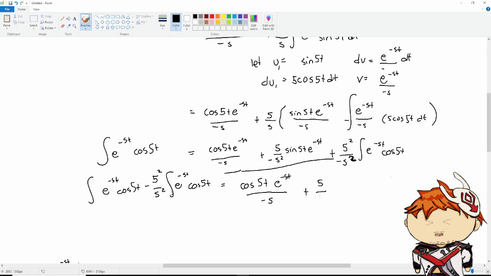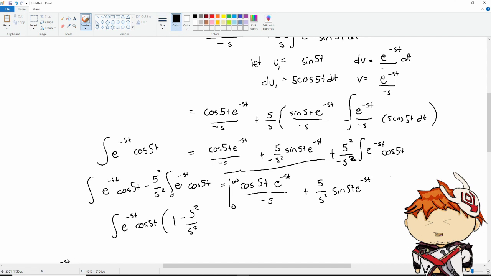So 5 over s squared sine 5t e to the negative st, and these have the upper limit of infinity and 0. Manipulating this equation, we will have the integral of e to the negative st cosine 5t, then 1 minus 5 squared over s squared.